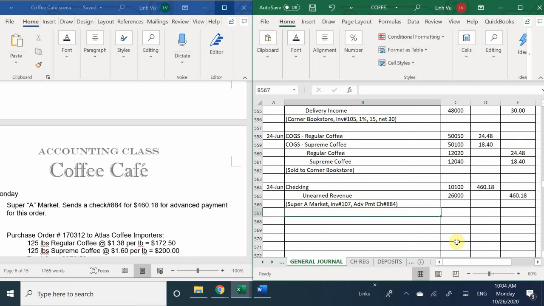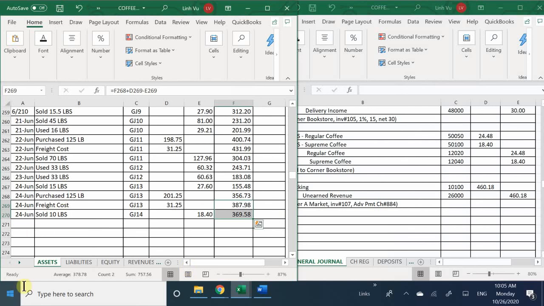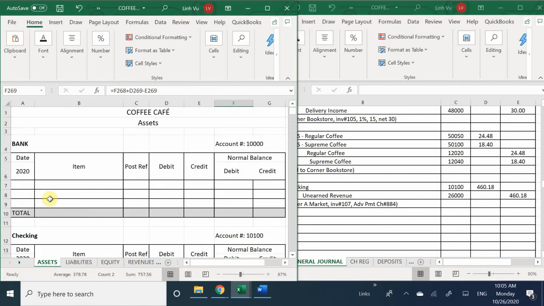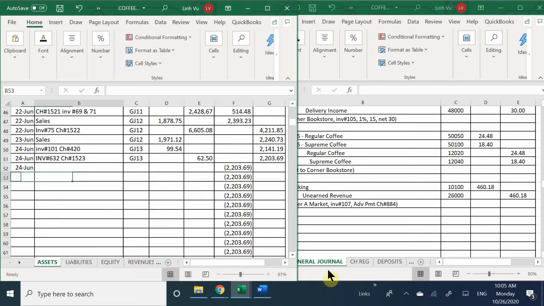So then, where do we need to go next? Go to the ledger next. Okay, yes, we go to the ledger. So now we have a checking account. So assets. Invoice 107. Check number 884.